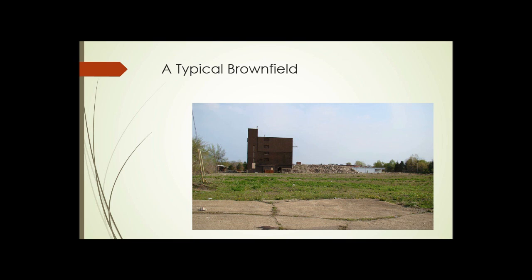Here we see a typical brownfield site. Whatever this structure is in the background, could have been a manufacturing facility, whatever. This area in front may have been used for storage. We could have had things like leaking car batteries or gas tanks or oil, diesel fuel, whatever, leaking there. A typical look at how a brownfield site may appear, but there's no obvious contamination.